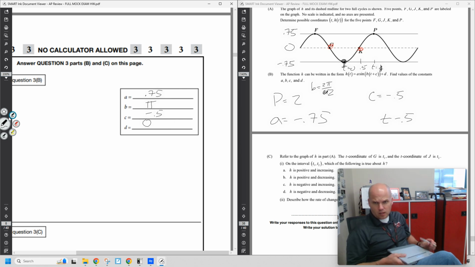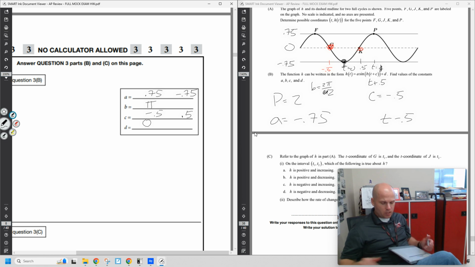If I wanted an alternate form, you could start at point G. Point G is at negative 0.5, which means the equation would be T plus 0.5. That would shift things to the left 0.5. So I could do a plus 0.5 if I use a negative amplitude. Pi and D will stay the same.